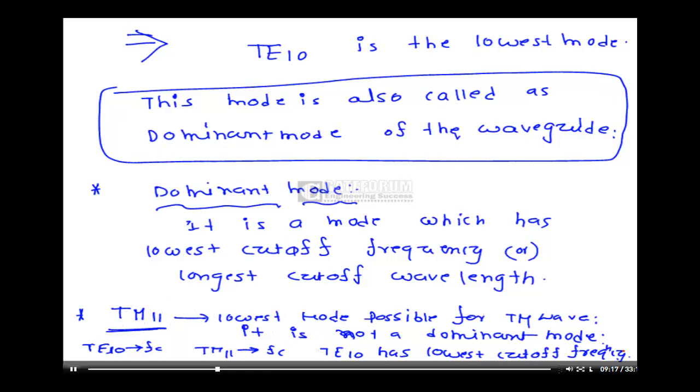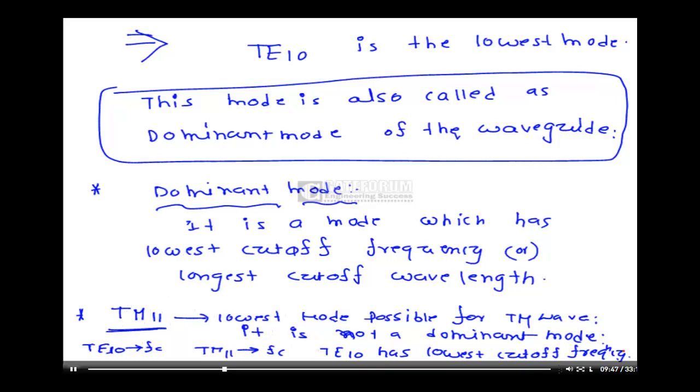That's why TE10 is the dominant mode for the entire waveguide. Either it is TE propagation or TM propagation, irrespective of the propagation, TE10 is the dominant mode. TM11 is not the dominant mode. It is the lowest possible mode for TM wave propagation. That's all. If you compare the cutoff frequencies for these two, TE10 and TM11, TE10 has the lowest cutoff frequency.